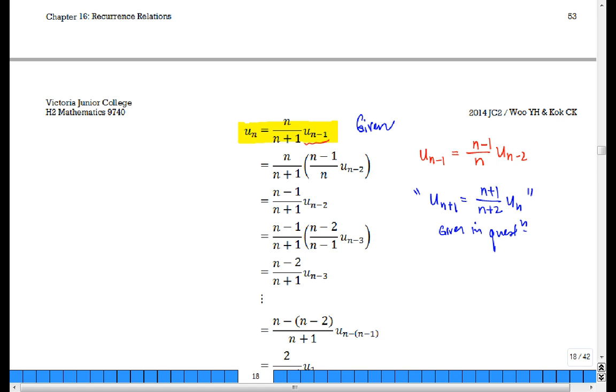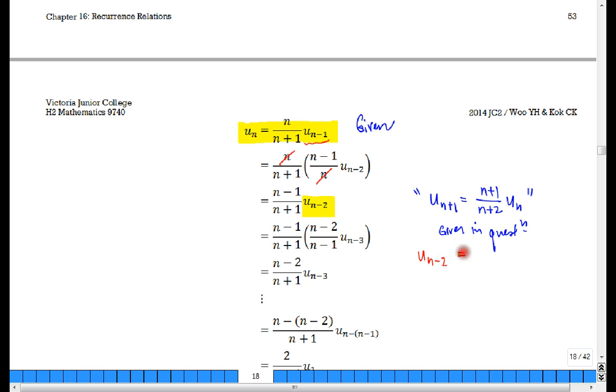Now, so I can replace the u_{n-1} with this. Now, you realize that there is some kind of pattern here. I can cancel this away, cancel this away. Follow? Correct? n divided by n, I get 1. So I get (n-1)/(n+1) times u_{n-2}. So now, can we look at what is u_{n-2}?